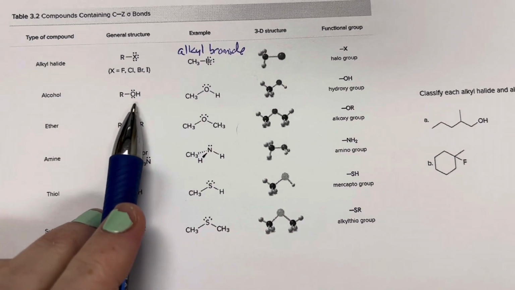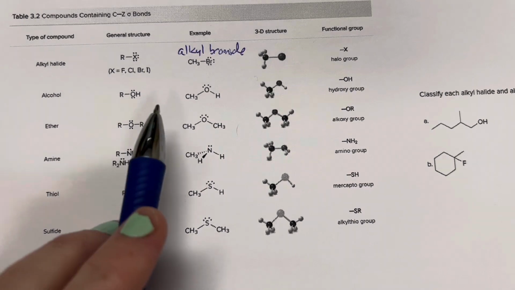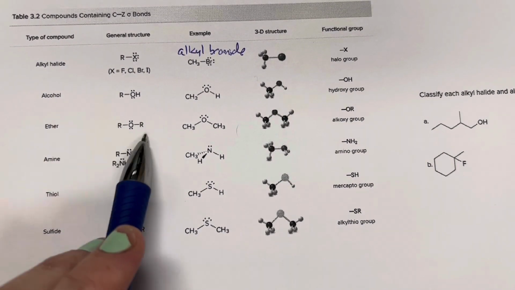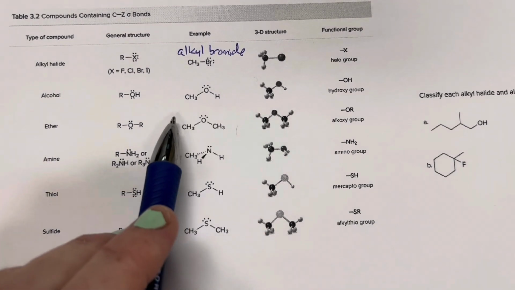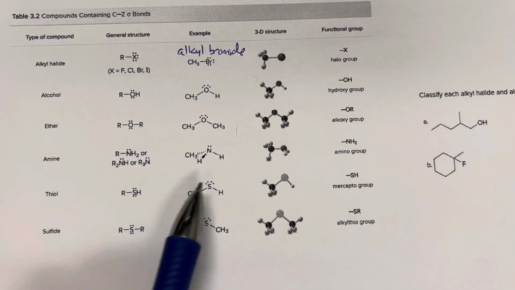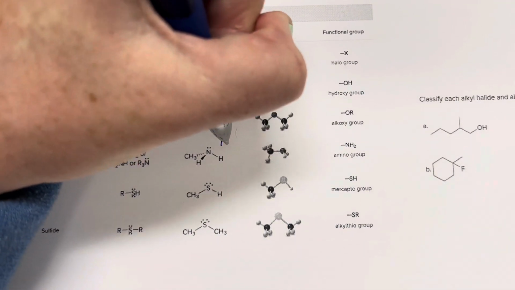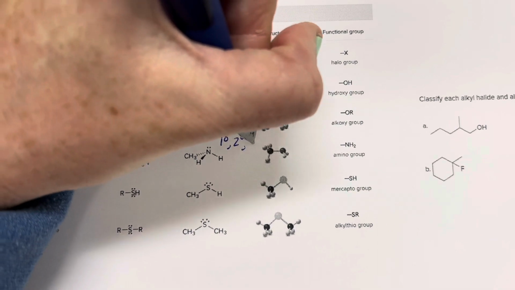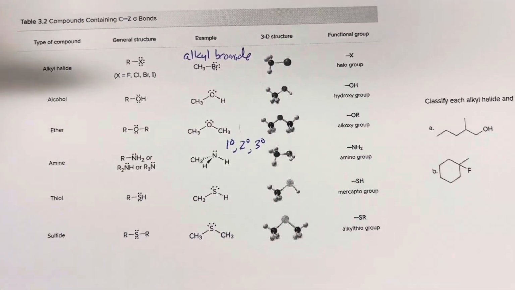Alcohol groups we briefly touched on. Ethers. I'll talk to you more about that in class, but an ether is anytime you have a carbon to an oxygen to another carbon. So it usually ends up kind of in the middle of the chain. We have an amine. An amine is a nitrogen-containing thing. Amines can be primary, secondary, or tertiary, depending on what they're bonded to.